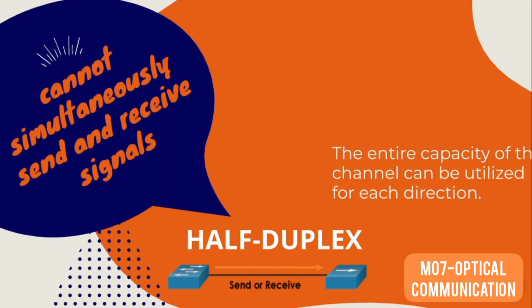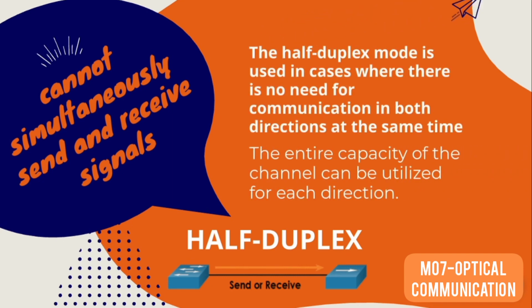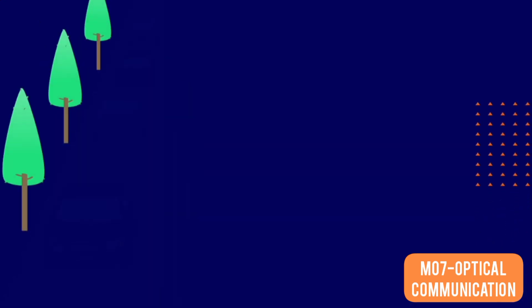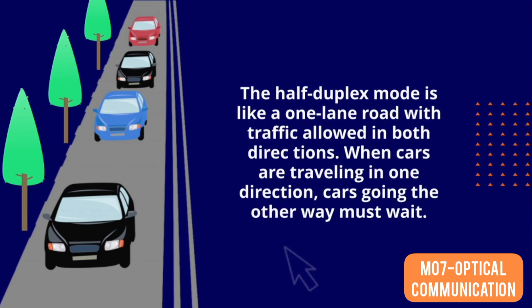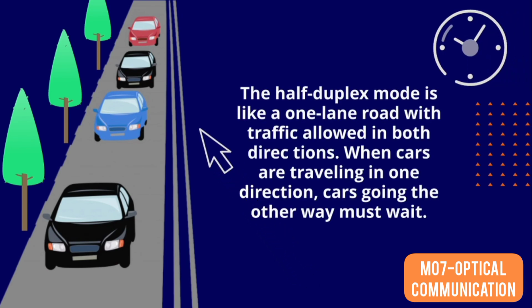The half-duplex mode is used in cases where there is no need for communication in both directions at the same time. The entire capacity of the channel can be utilized for each direction. The half-duplex mode is like a one-lane road with traffic allowed in both directions. When cars are traveling in one direction, cars going the other way must wait.